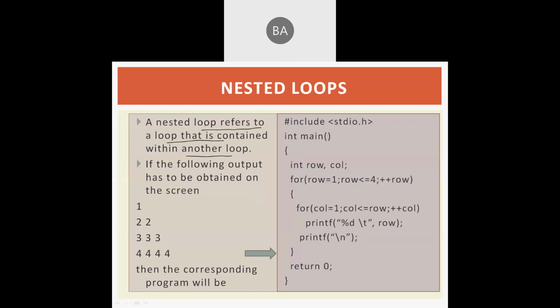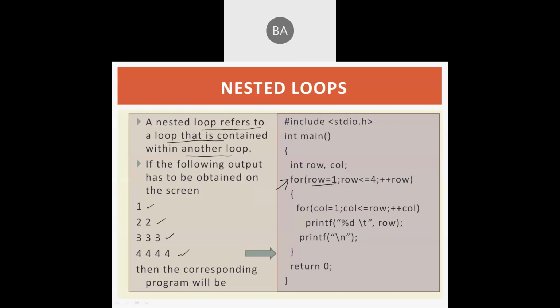So if the following output has to be obtained on the screen, suppose you want to print 1, 2, 2, 3, 3, 3, and then 4, 4, 4, 4, then the corresponding program goes like this. Here, how many rows do you want to print? You want to print 4 rows. For that purpose, you need a for loop here.